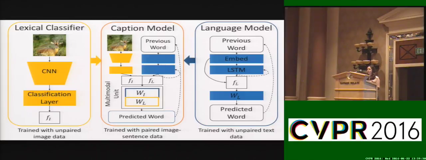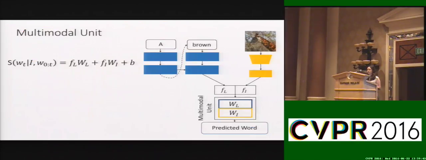We then transfer these weights into a caption model, and we introduce a multimodal unit which learns to combine image and language features in order to generate a sentence conditioned on an image. We train this multimodal unit with our paired image sentence data. The multimodal unit we use is just an inner product layer, and the output is scores for every single word in our vocabulary. Because we use an inner product for our multimodal unit, our final scores are a linear combination of language features, denoted as FL, and image features, denoted as FI.